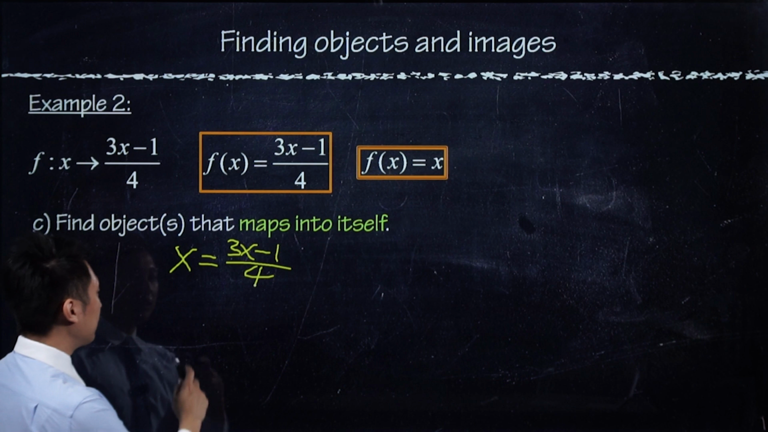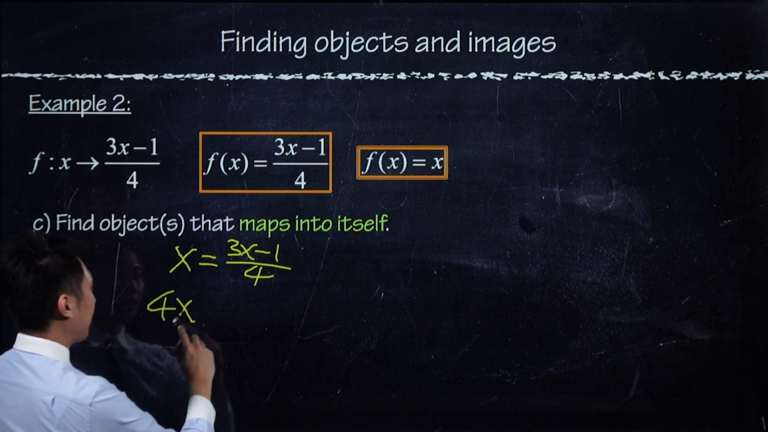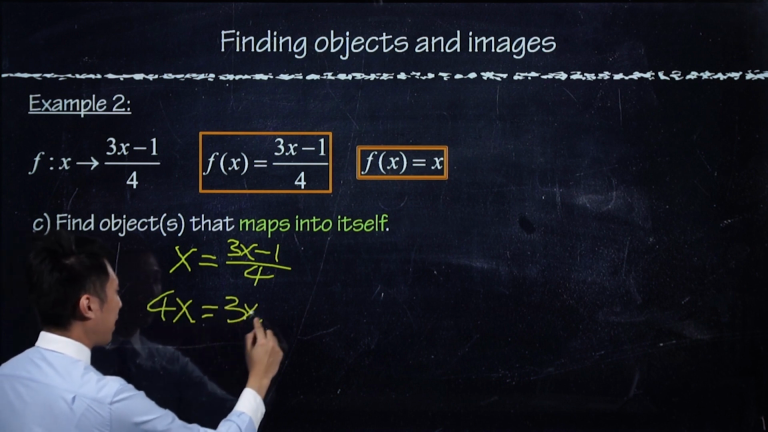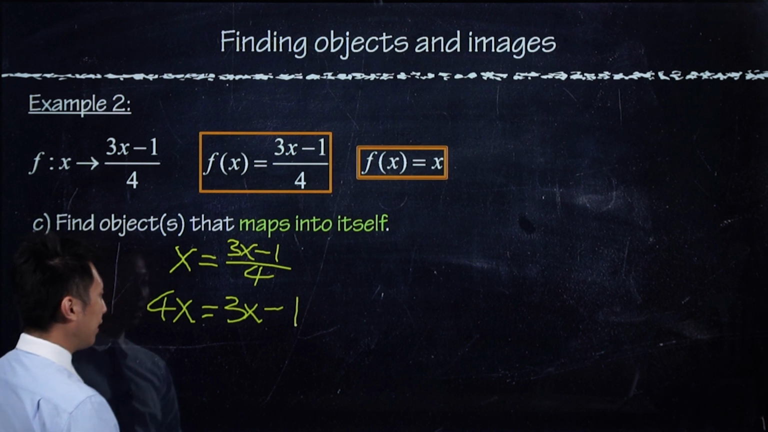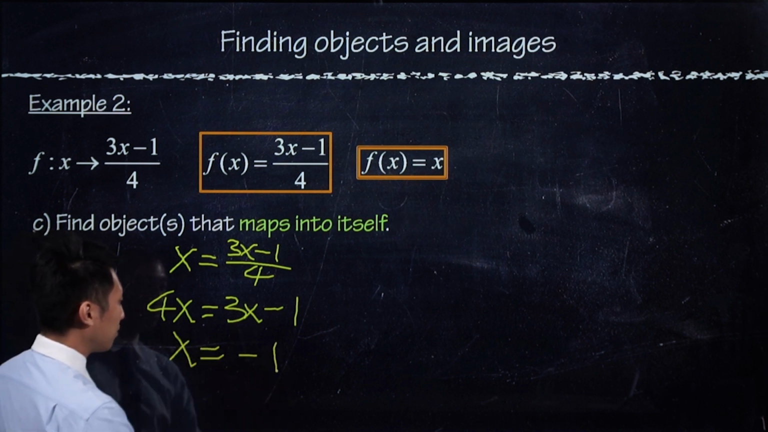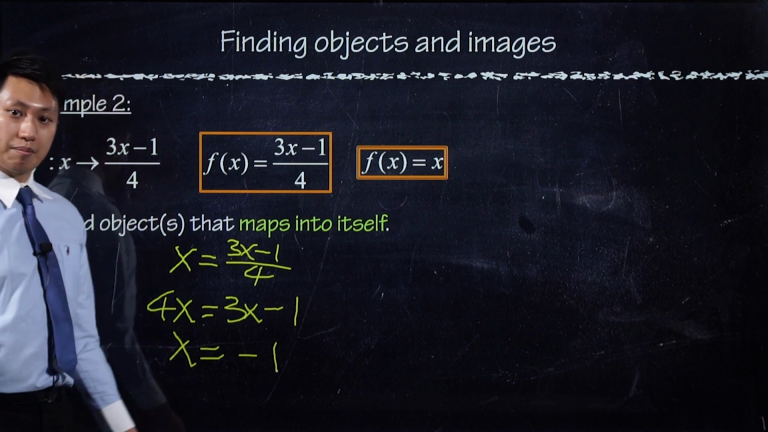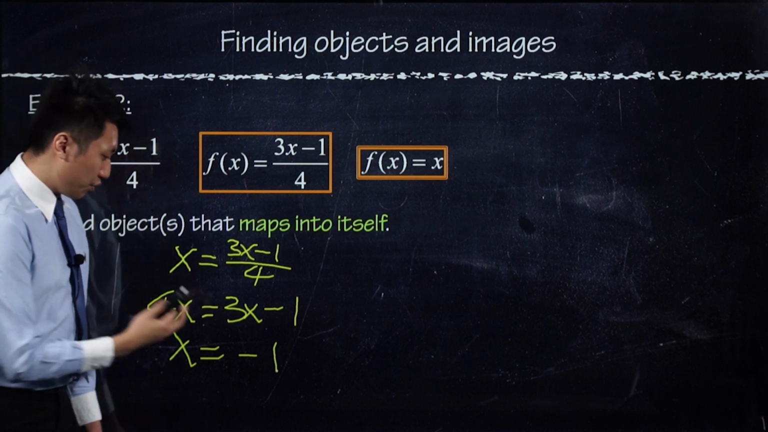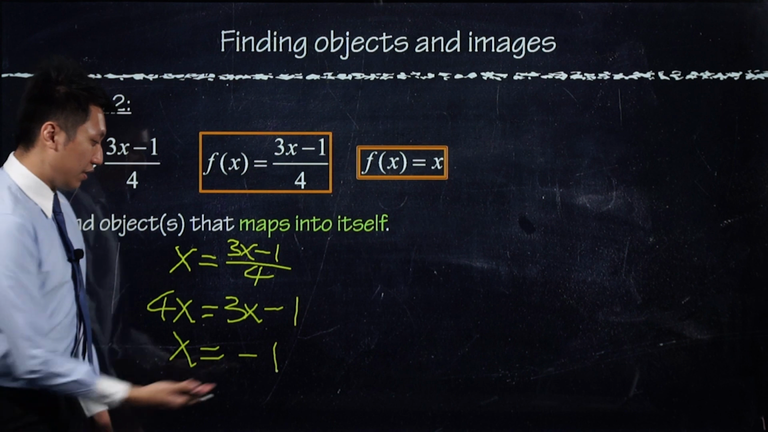Hence, I multiply over to the other side. 4x is equal to 3x minus 1. Hence, I move 3x over, x is equal to minus 1. And I'm done. Okay, let's see. If you are not sure about this answer, what do you do? You get the answer right.